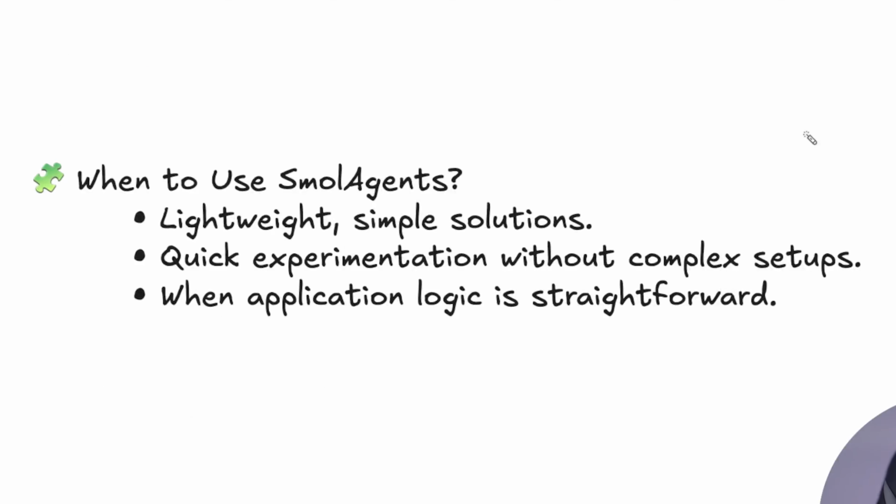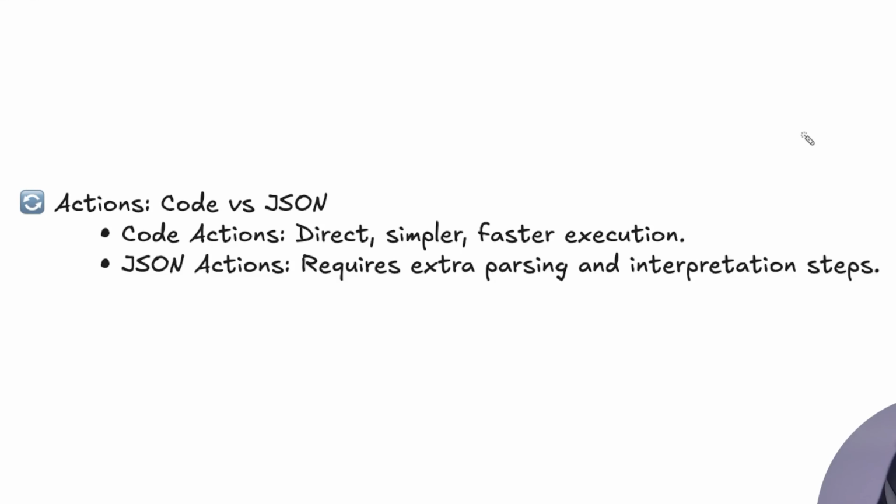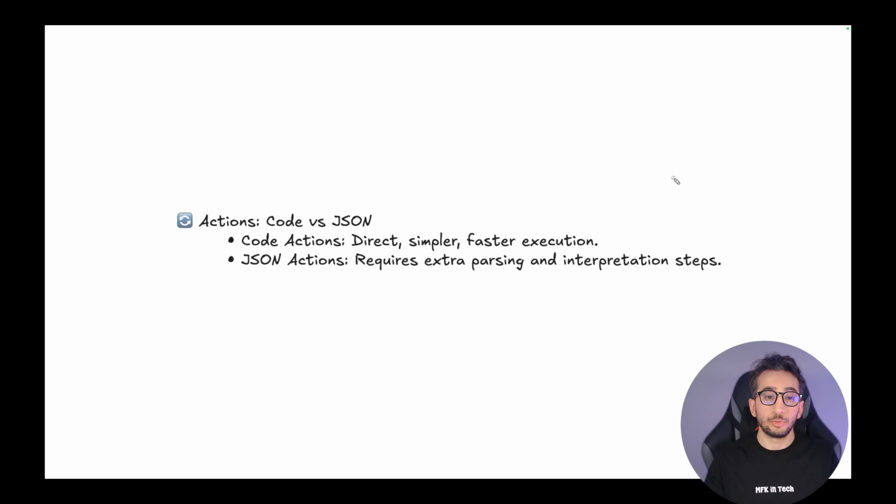So when to use Smol Agents? Smol Agents is, like I said, a lightweight, simple solution, and you can do quick experimentation with a few lines of code. And if your logic is simple, straightforward and easy to understand, you can just use Smol Agents. There is more than one type of action, and we covered this in the previous video. We have code actions. It is direct, simple, and faster execution because you are just running the code itself. And we have JSON actions, where we give the prompt and the action, and it requires extra parsing and interpretation steps. So Smol Agents prefers code actions.